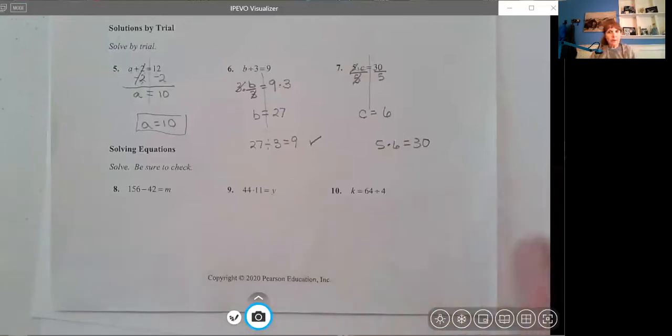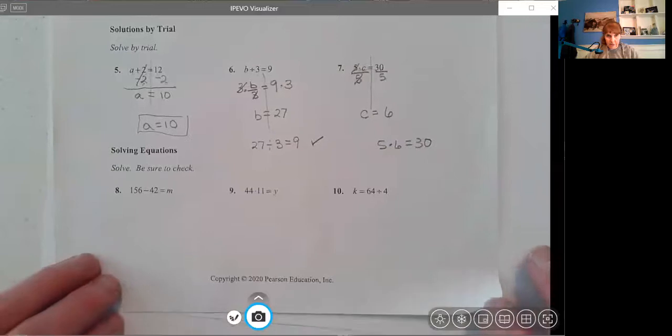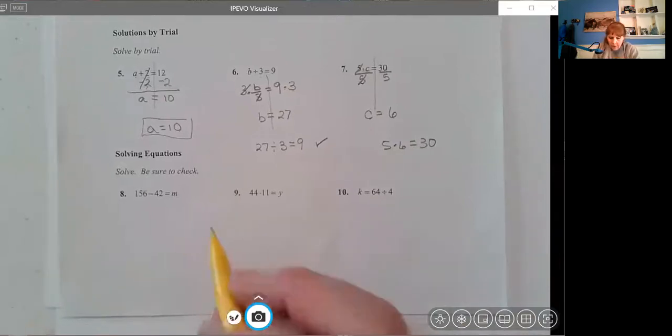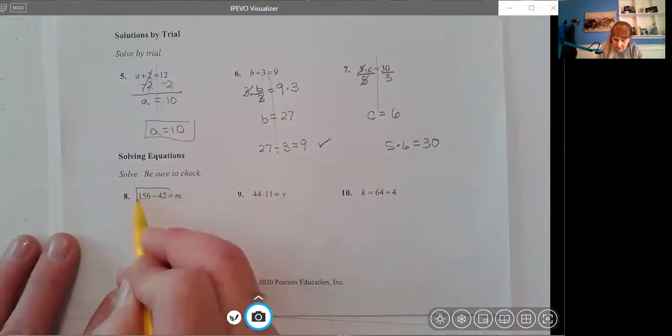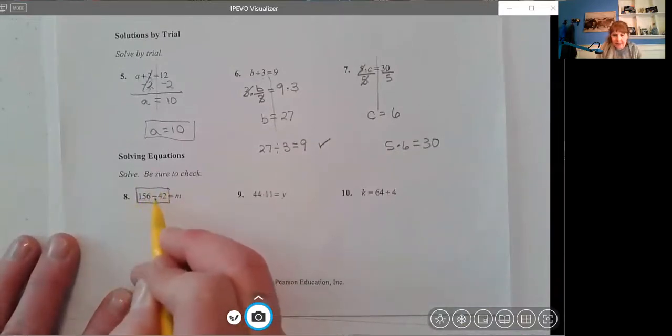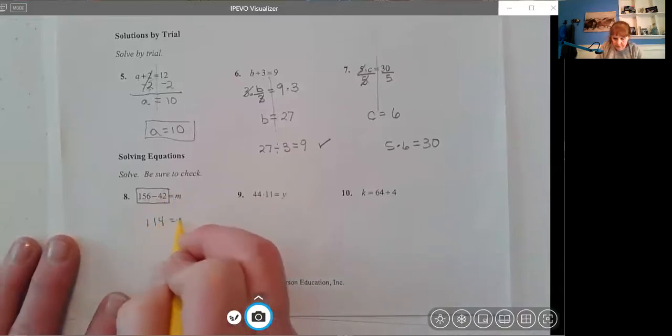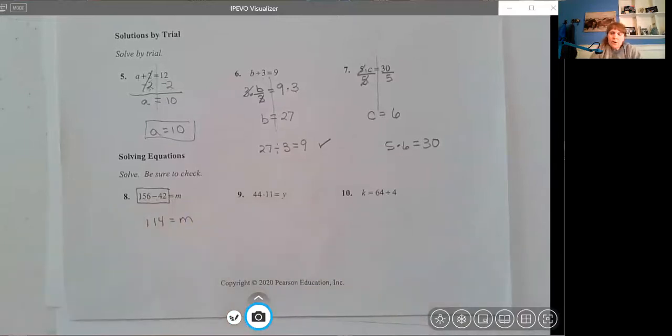All right, so let's do a bunch of examples for this section. Number 8. If you look at number 8, the variable is already by itself. We don't have to add or subtract or divide or multiply in order to get that variable by itself. So in this case, you would just take 156 and subtract 42, and that gets you 114. M is 114.